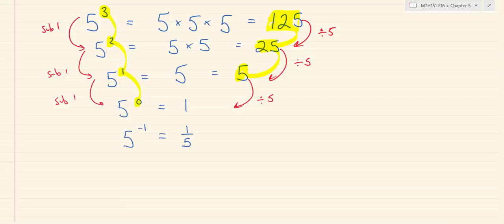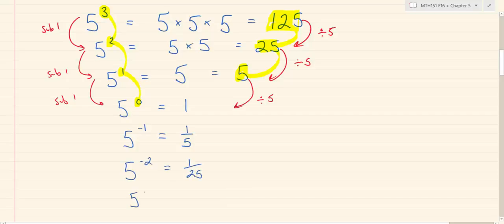Is 1/5 okay? Yes. Is positive 1/5 okay? It's a negative exponent. Shouldn't that make something negative? What are our rules? Subtract 1, divide by 5. 5 to the negative 2 is 1 over 25. 5 to the negative 3, 1 over 125. We're just following a rule. Decrease your exponent by 1, divide by 5.